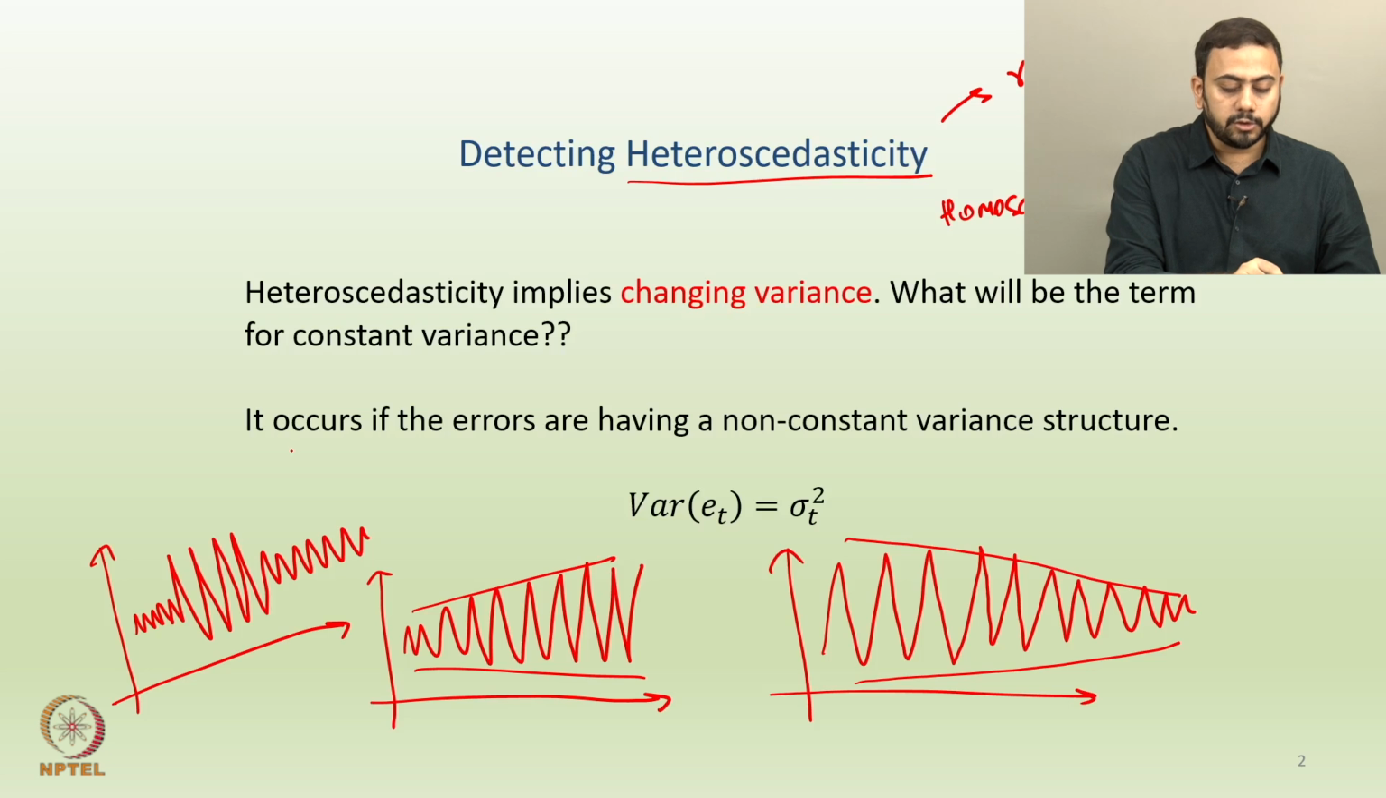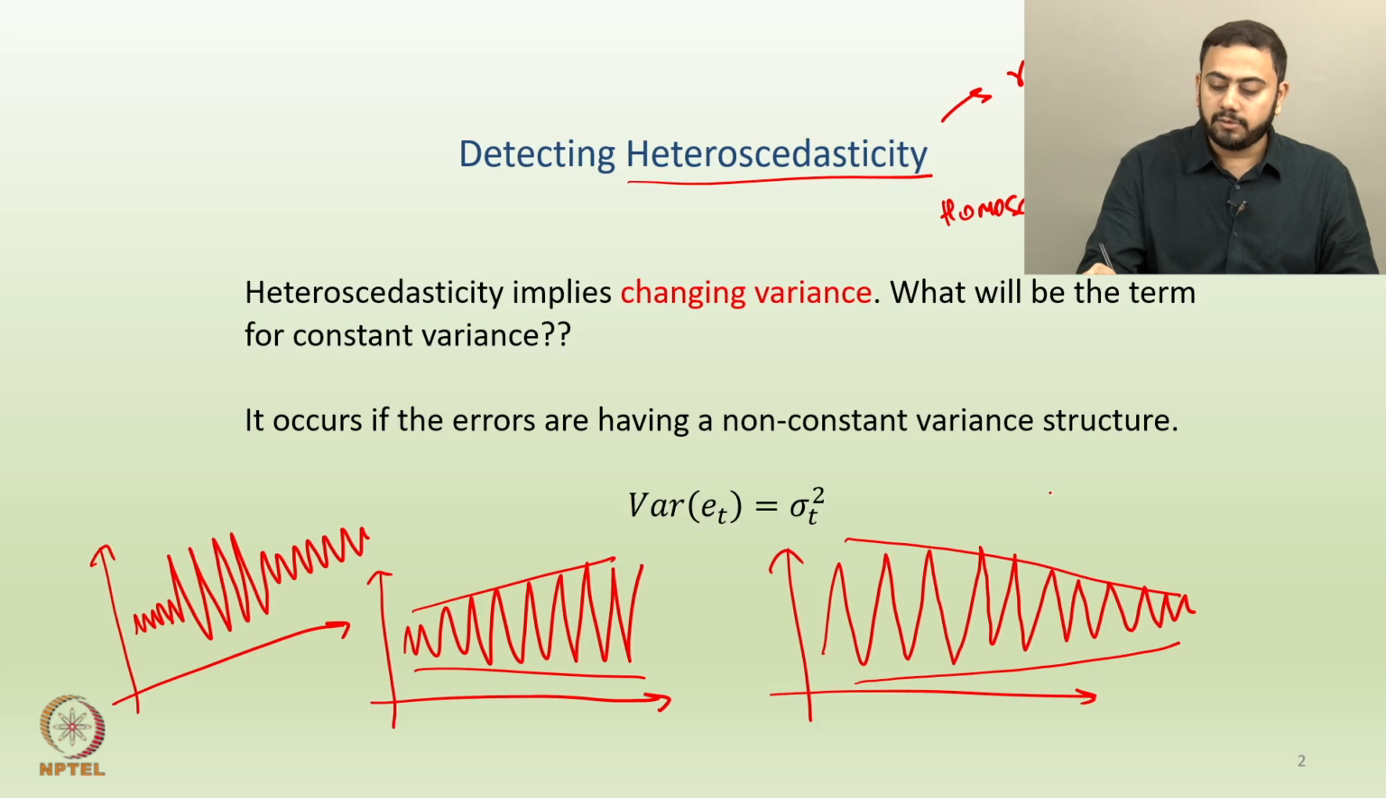Now what do you exactly mean by this in technical terms? It occurs if the errors have a non-constant variance structure, in other words the variance of the error terms. So variance of Et happens to be sigma square t, and clearly since sigma square t depends on t, it must be changing as t changes.